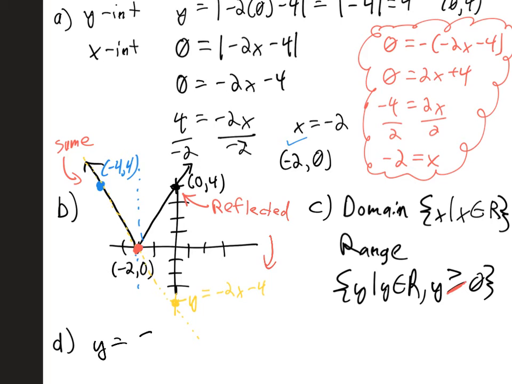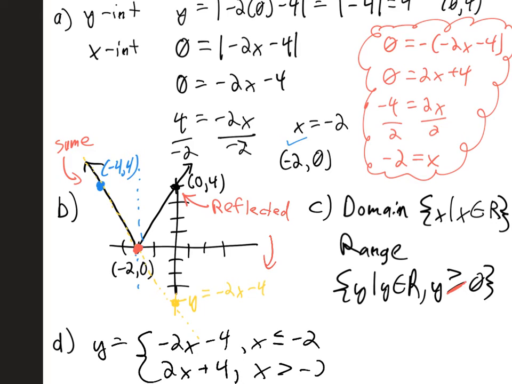Alright, so our piecewise function is going to act the same way as the original graph, y equals negative 2x minus 4, when x is less than or equal to negative 2. But when x is greater than negative 2, this graph gets reflected. So to reflect it, we're going to multiply through by a negative, so that will be 2x plus 4. So y equals 2x plus 4 when x is greater than negative 2. And that is the piecewise function for this absolute value function.